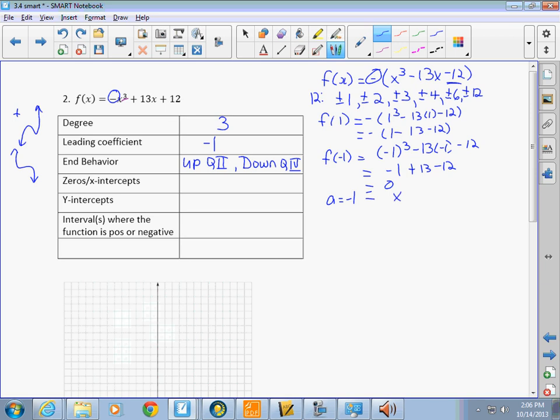So if I substitute into x minus a, my factor is going to be x minus -1, so x plus 1. So x plus 1 is a factor. So now I use my synthetic division.